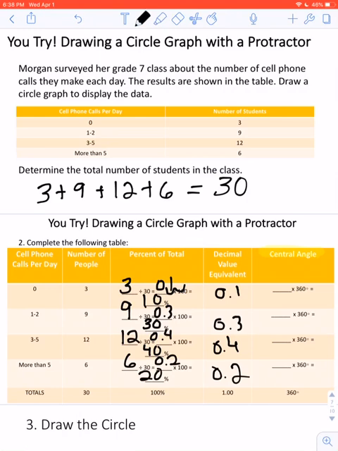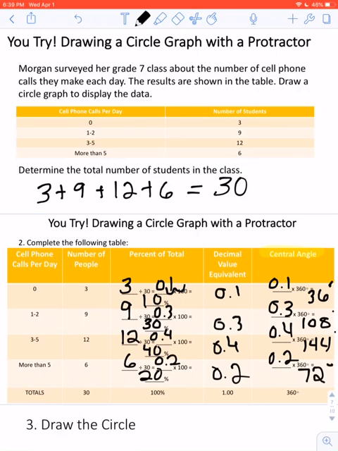So I'm taking my decimal value equivalent and I'm multiplying it by 360. I'm going to do that for all of them. So I'm just transferring the information over, and you can punch those values into your calculator. So 0.1 times 360 is 36. Now remember, because it's an angle, it's going to be in degrees. 0.3 times 360, 108 degrees. 0.4 times 360, 144 degrees. And 0.2 times 360 is 72 degrees.